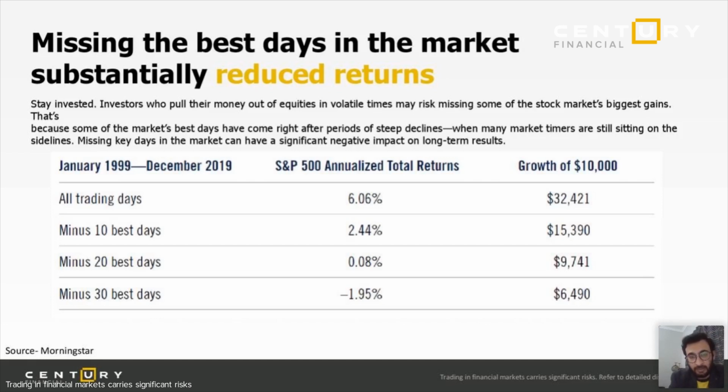S&P 500 annualized total returns 6.06%. If you had put $10,000 during this period, that would be 32,000. Again, the source of this is Morningstar. Now, if you subtract the 10 best days when the markets bounced, returns reduce. If you minus the 20 best days when the markets recovered or bounced, your return reduces. And if you minus the 30 best days, imagine this, over these 20 years, how much it impacts your portfolio, right? There are times when the market gives very exponential growth and you have to be there to take it. So whenever you say there's too much volatility and I need to be away from it, you need to be very careful. Even if there's volatility, invest less, but do invest.